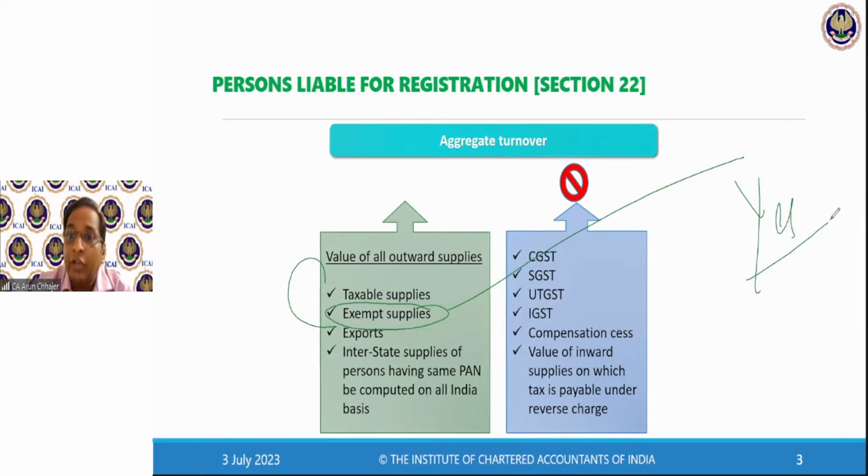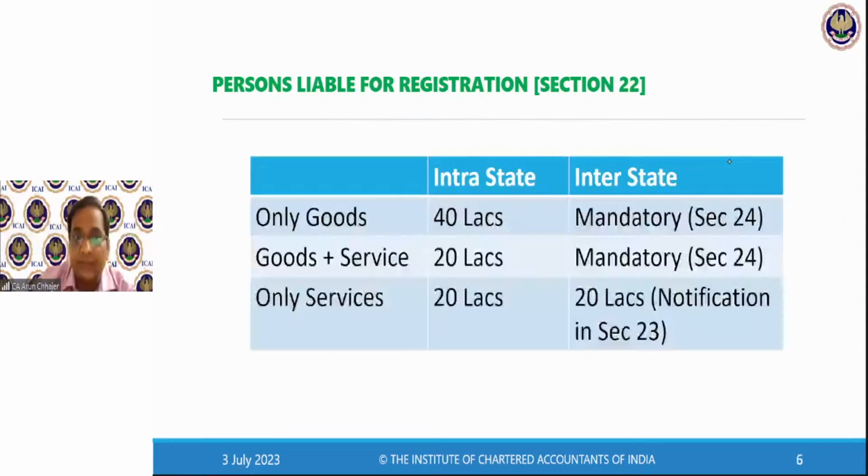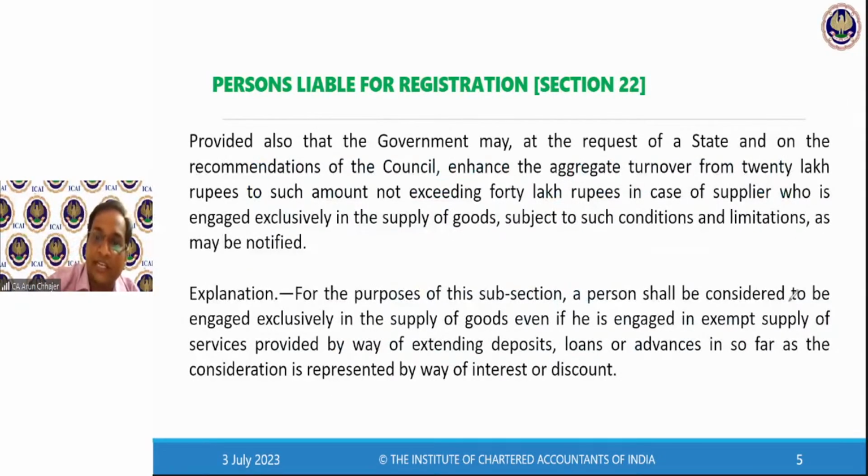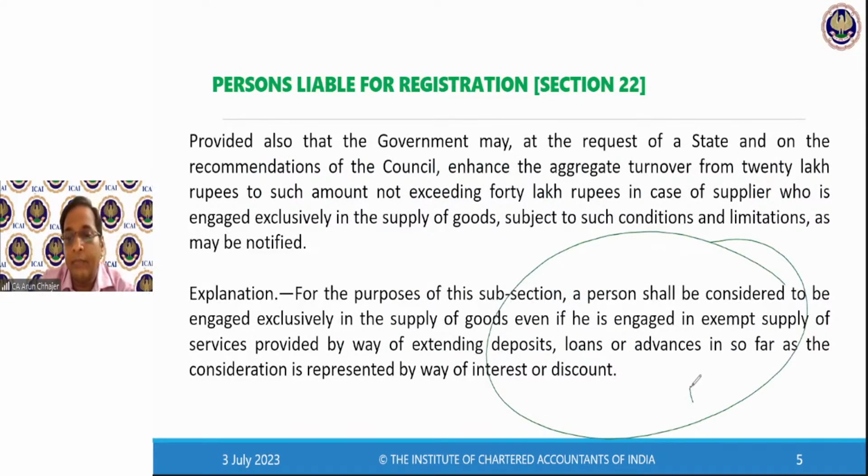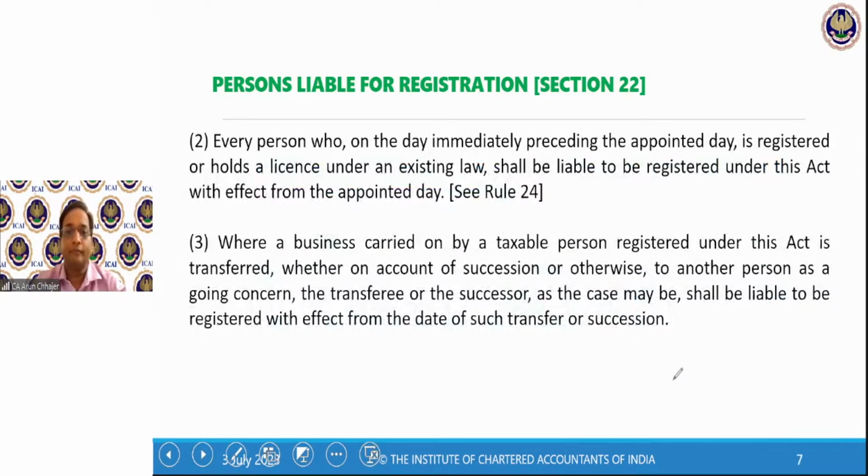Only because of this one explanation, they are saying that the limit would be 40, not 20. If you are receiving the interest plus only goods, then you will be considered as supplying only goods. Limit would be 40. Now I am moving further. We have spent too much time. Now let me move further.